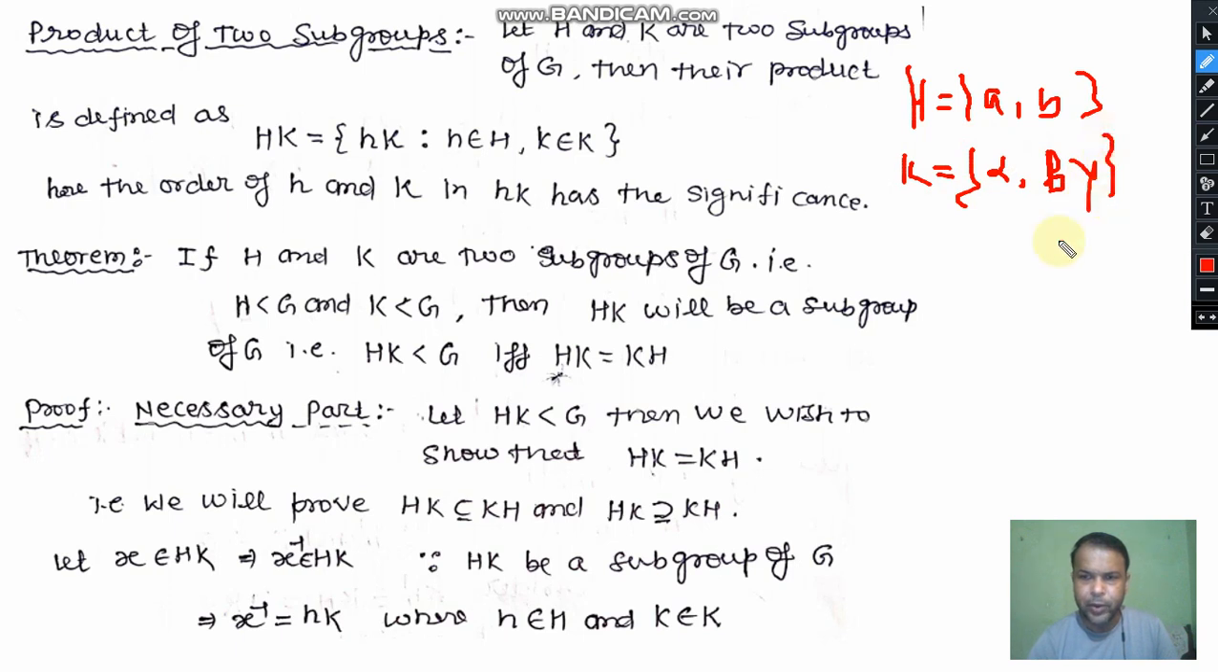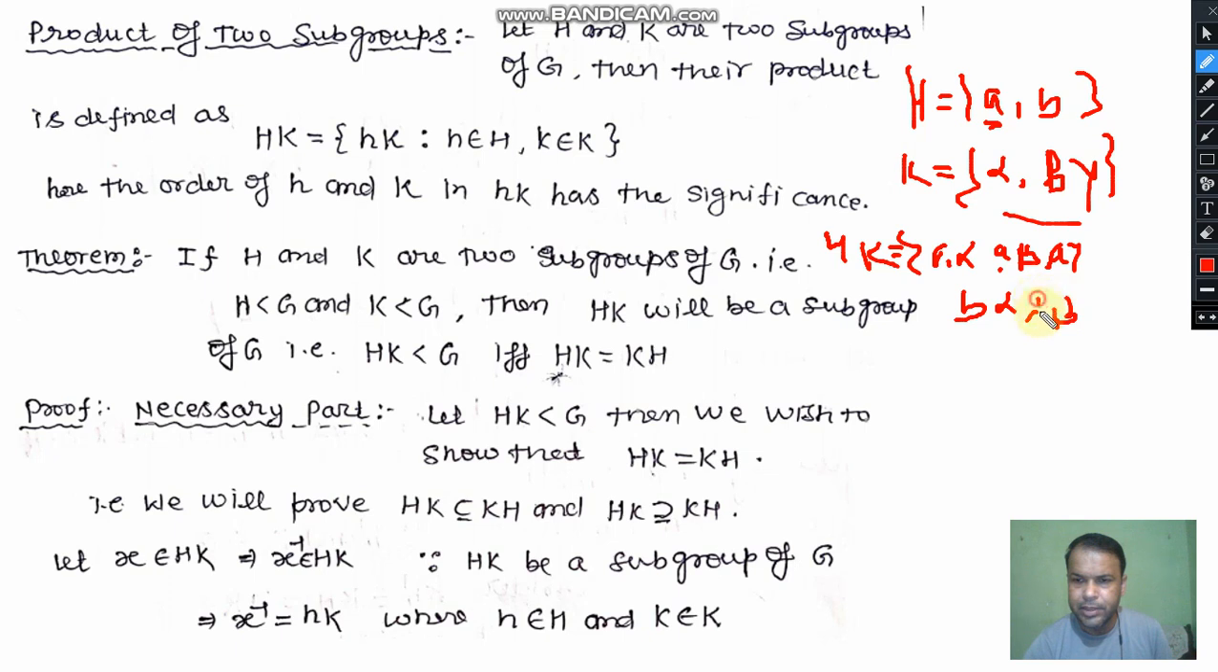If you want to write the product of H and K, it will be written as HK, and the elements will be written in this order. First, this a will be multiplied with all three elements. It means you will write here a alpha, a beta, a gamma. After multiplying a with these three elements, you will multiply b with these three elements. That will be b alpha, b beta, and b gamma.